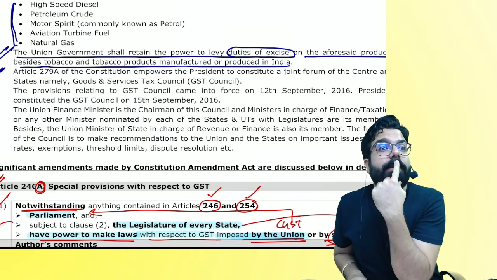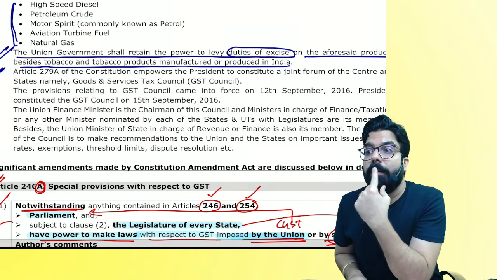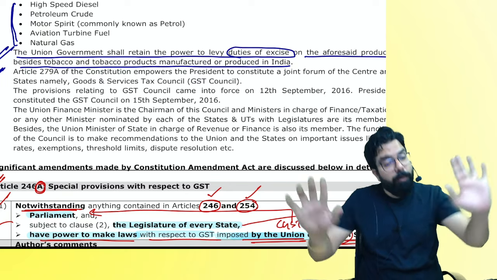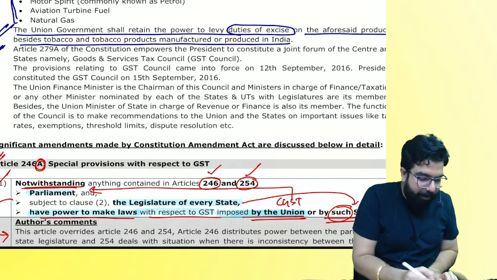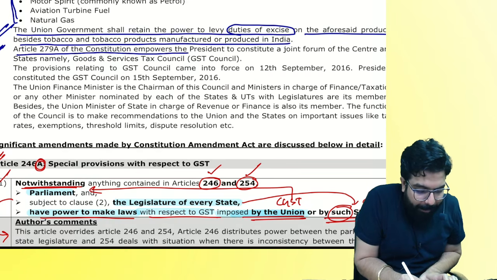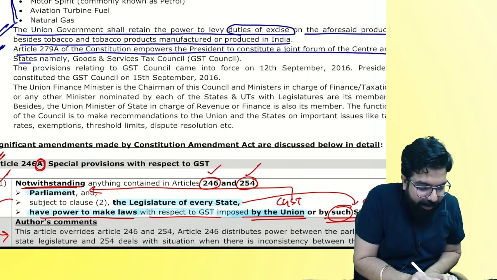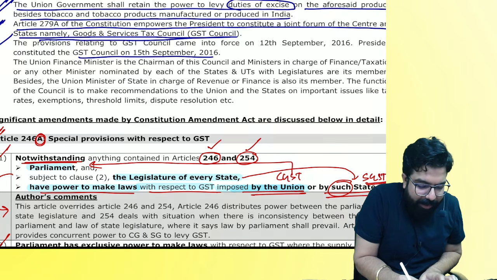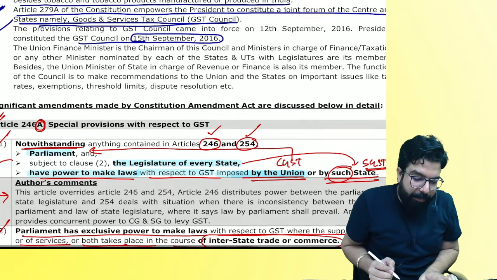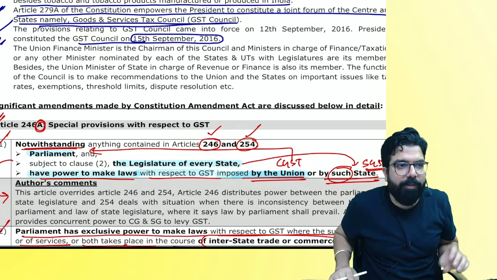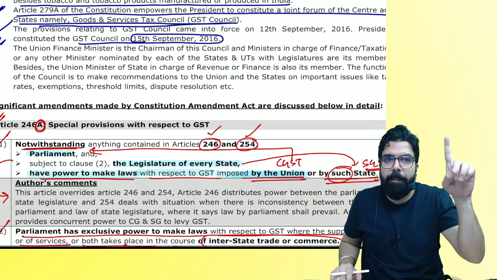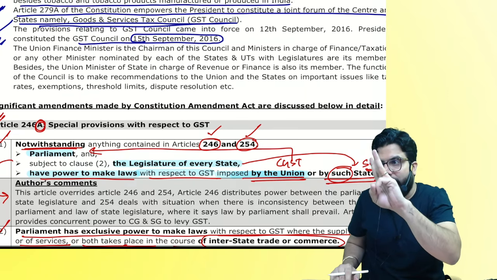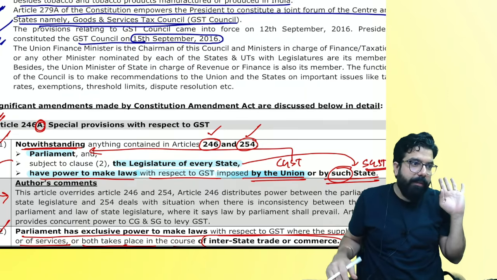The GST Council was created. Where did they tell this? Again in the Constitutional Amendment, that we will create one joint forum. See here, everyone. Article 279A empowers the President to constitute a joint forum of the center and states, which is known as the GST Council. When did the GST Council come into effect? 15 September. Do you remember, everyone? How many members are there in the GST Council? 33. Union Finance Minister, Union Minister of State, and 31 state finance ministers. Are we clear, everyone?